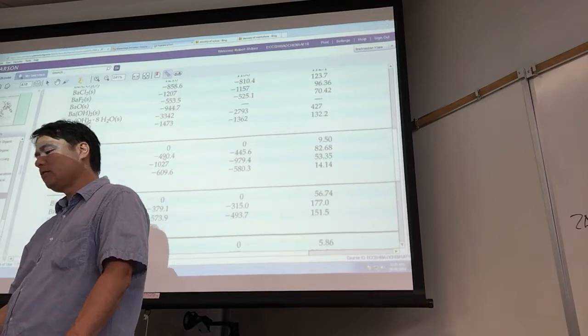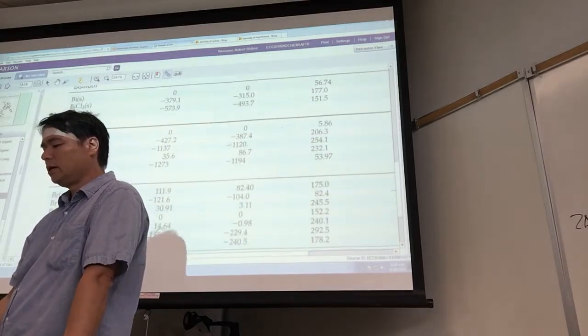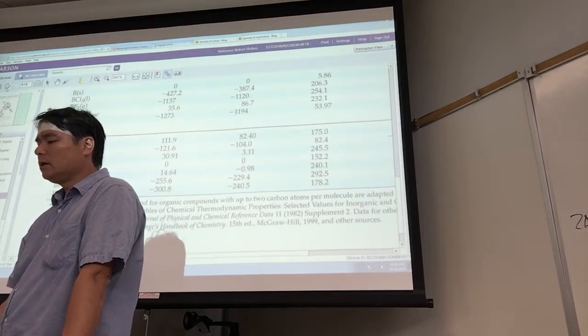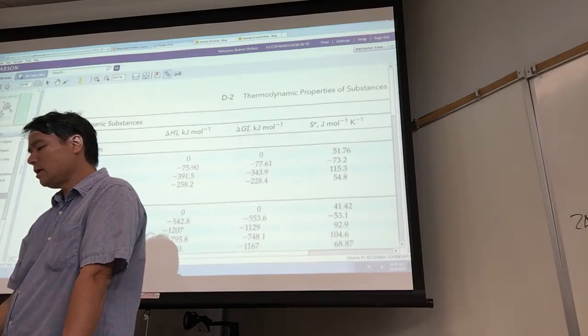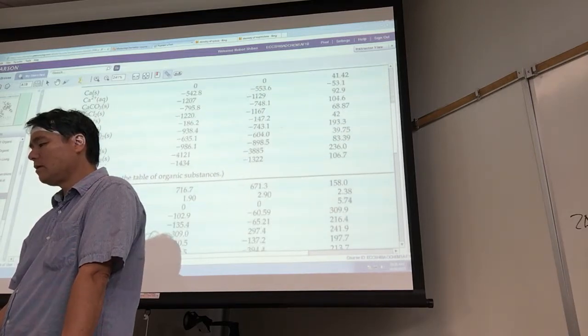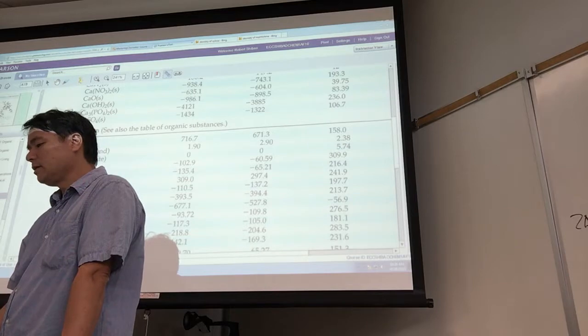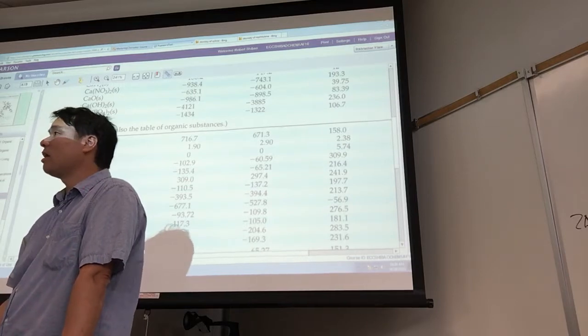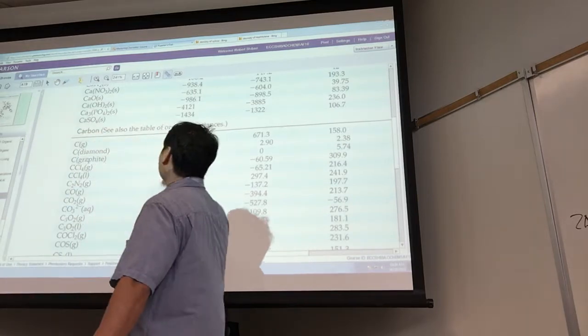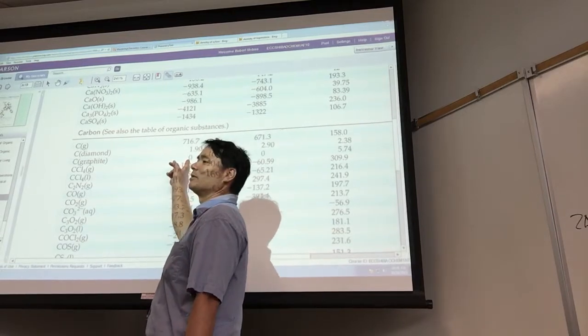But we're going to see something very odd here. And when we look at the data table, and you should always look at data tables, look at the numbers. Everything seems to make sense. You know, formation of graphite. What's more stable, graphite or diamond? Well, obviously graphite is, but they're pretty close.